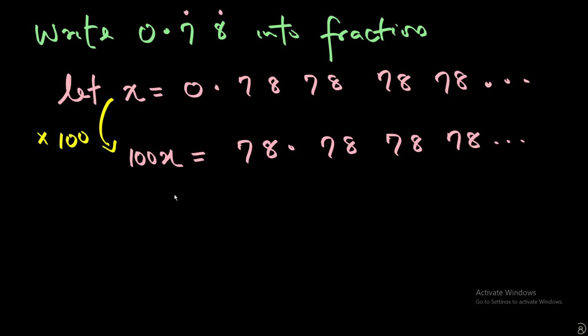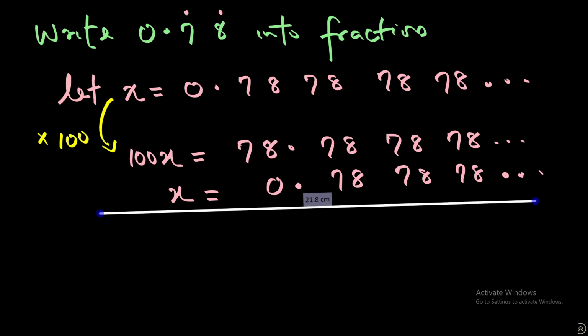And now what we need to do, we're going to subtract, but first we need to bring the first equation underneath to make our subtraction a lot easier to understand. So we have x is equal to 0. Line up the decimal point, 787878, and the list goes on and on. And now we can draw a line and do some subtraction here.